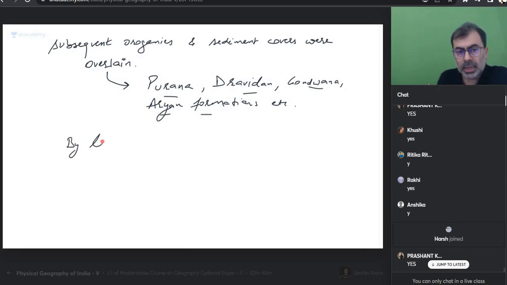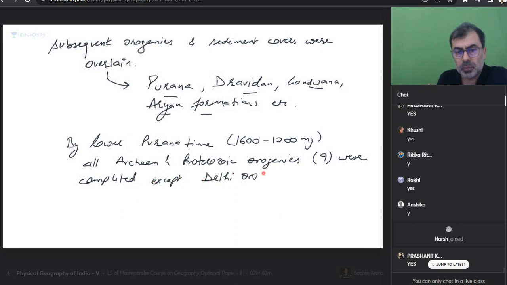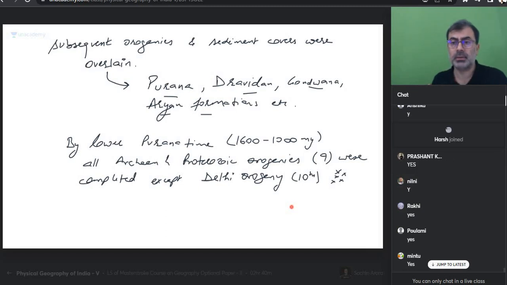By lower Purana time, 1600 to 1000 million year, all Archean and Proterozoic orogenies, 9, were completed, except Delhi orogeny. 10th was, remember we had put a 10th cross. So 10th, वो जो पहला मैप बनाया था पुराना का, get that? So by lower Purana, those orogenies were completed, but उसके बाद ये, ठीक है?